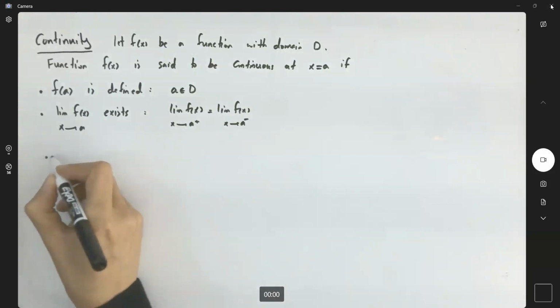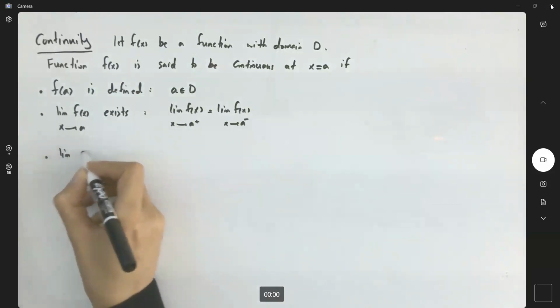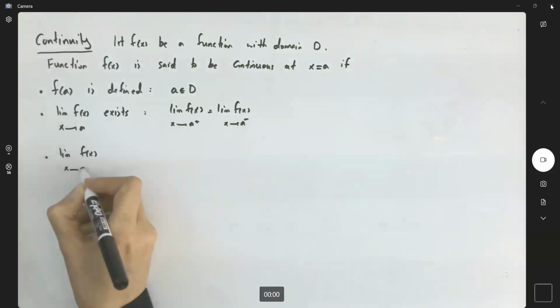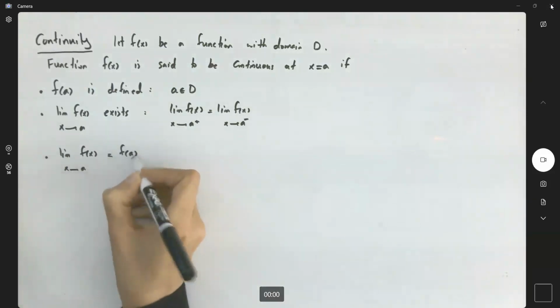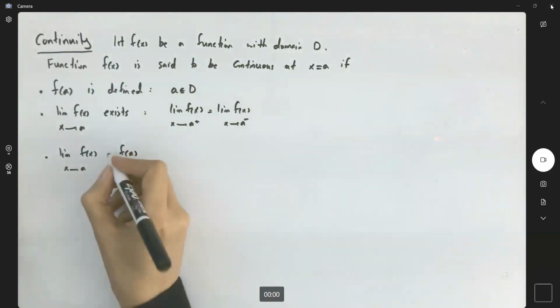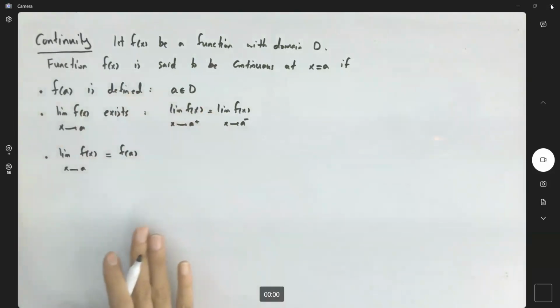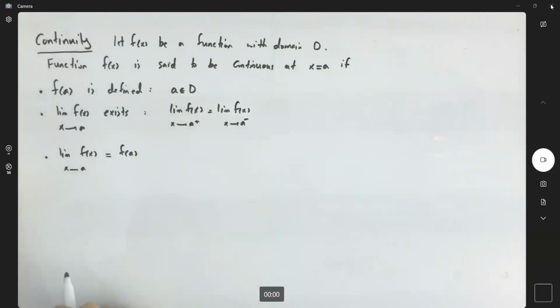Well, and finally, the limit of the function as x approaches a is equal to the output value of the function. If these three conditions are met, then we say that, hey, we have a continuous function at x equals a.